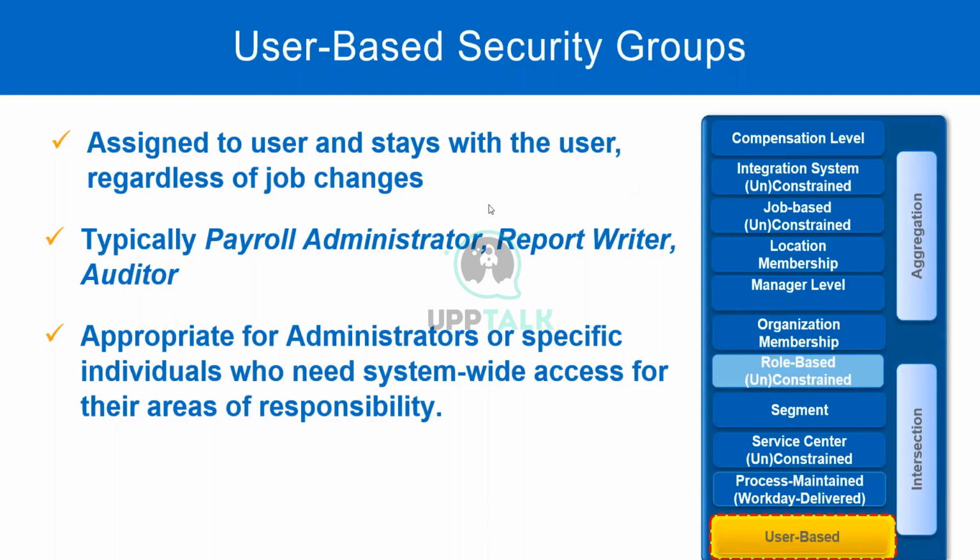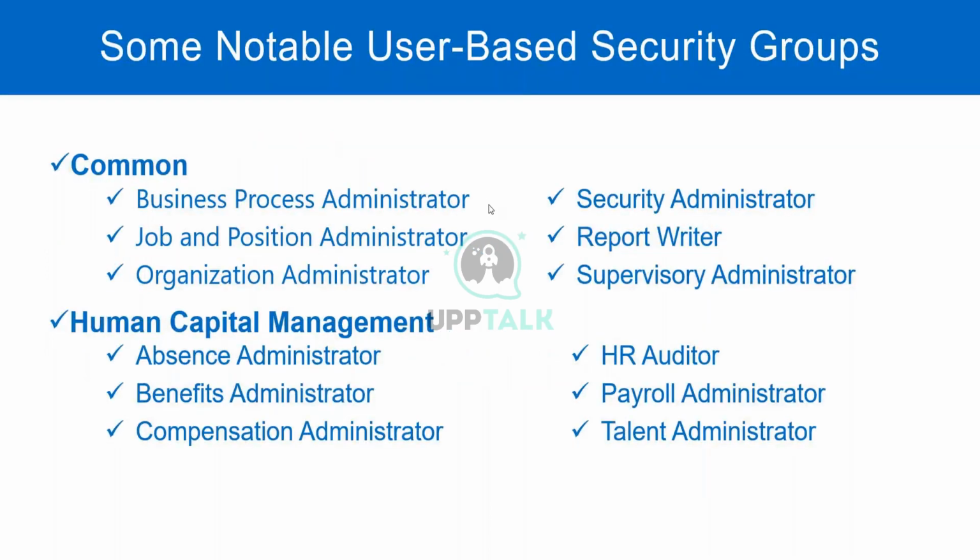Okay, some common examples of user-based security groups are the business process administrators, job and position administrators, organization admins, security admins, supervisory admins, right? And, of course, payroll admin, talent admin, comp admin, absence admin, HR auditors. These are some examples of user-based security groups.